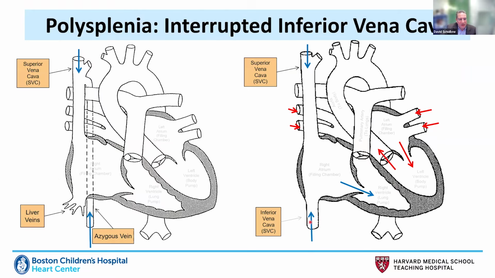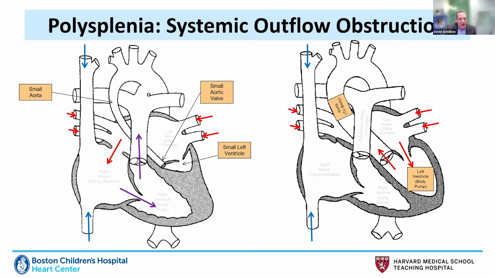So I mentioned here on the right, we have the usual inferior vena cava, bringing the blue blood back to the right side of the heart. There's often this rerouting where the part of the inferior vena cava is missing, and instead this vessel called the azygous vein carries that blue blood into the superior vena cava.